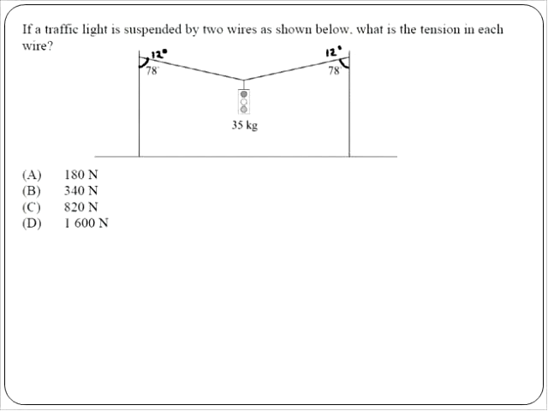In this particular question, if the traffic light is just hanging there, it's not moving, then we know that F net, the net force, has to equal 0. And that means that the forces upwards must equal the forces downwards. Well, the force downwards is easy, because the only thing pulling down on that traffic light is gravity. So Fg is the down force. But the up force is the force provided by the tension in each of these wires.